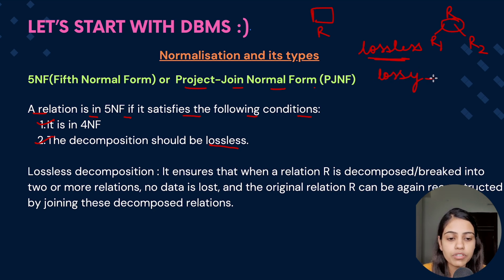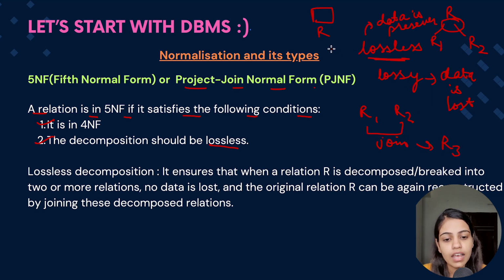In lossy decomposition, we often lose data, or data is not preserved, and in lossless decomposition, the data is preserved even after decomposition. Consider that we have decomposed the relation into R1 and R2, and if we perform a join operation between R1 and R2, which gives me R3, then according to lossless, R3 would be equal to the original relation, that is R. All the data in R3 would be equal to the original relation. But in lossy decomposition, R3 wouldn't be equal to R, because in lossy decomposition, we often lose data. So the decomposition should be lossless for a relation to be in fifth normal form.